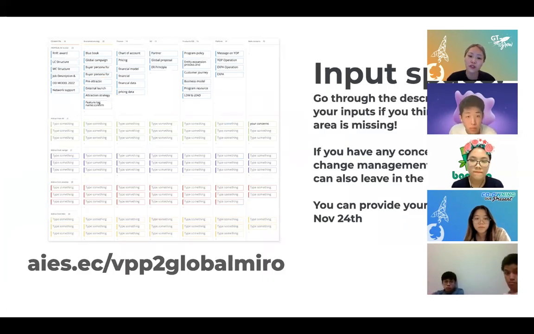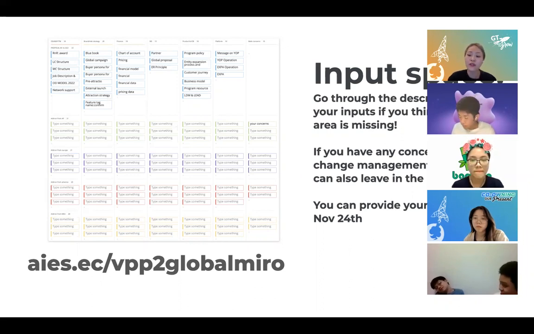Unfortunately, we don't have enough time planned for this, but you can provide your inputs before November 24th. Inside this Miro board, you can see the exact descriptions of each thing that's proposed by AI. And you can also have a discussion with your MC mates to think about what other areas need to be changed.